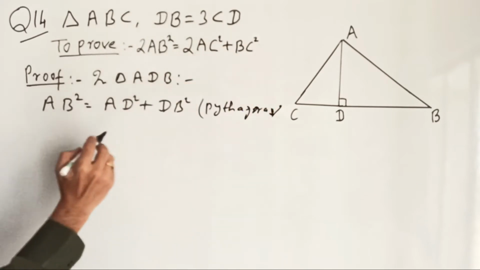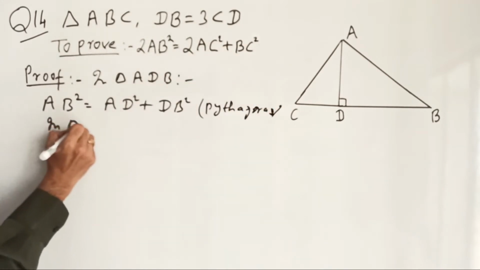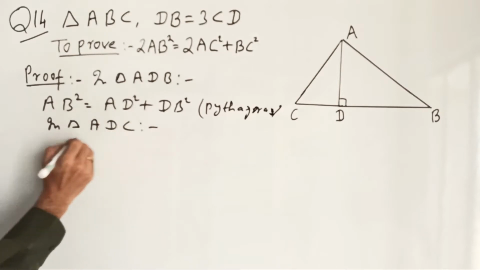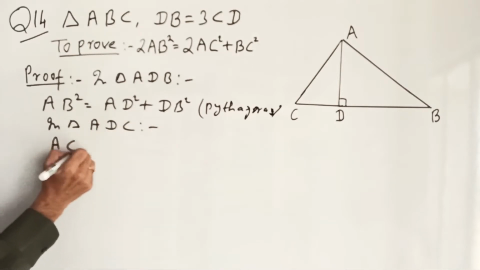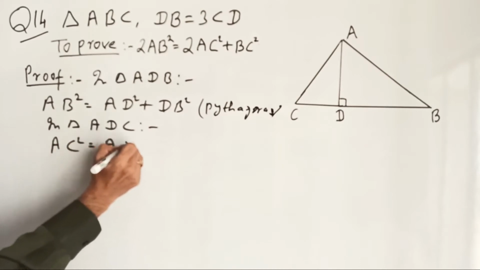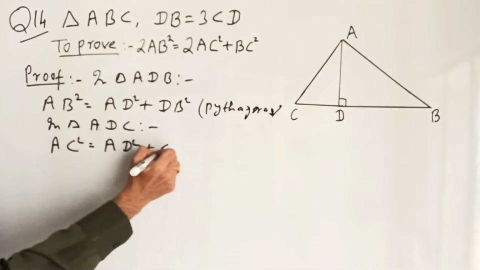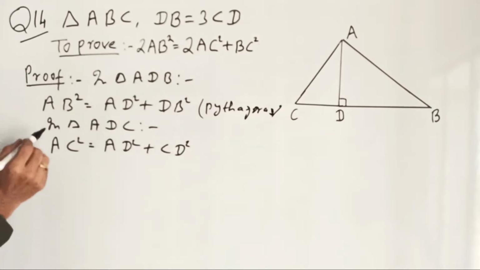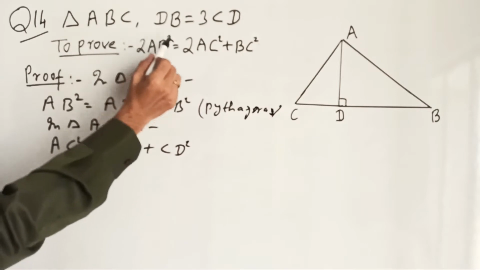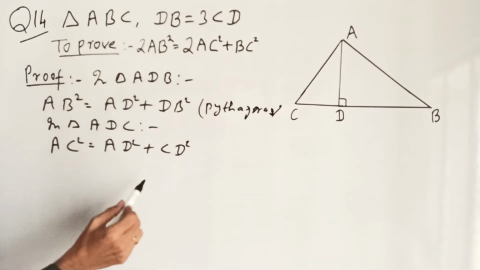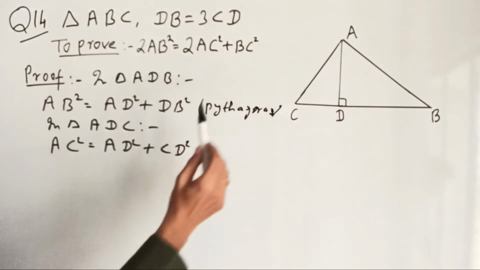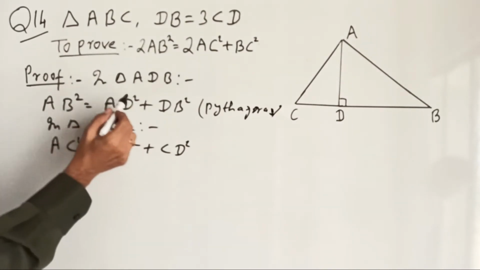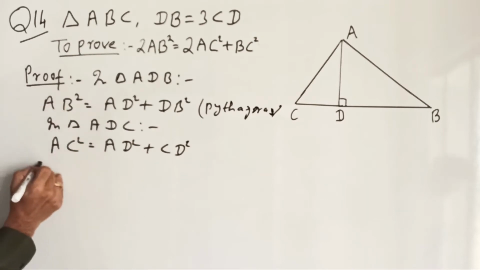Now we need the AC square. So AC square falls in triangle ADC. So in ADC, AC square is equal to AD square plus CD square. Same reason, Pythagoras. Now listen student, we need here AB square, AC square, and we also need BC, but BC we cannot take by Pythagoras. So first of all, let us remove the AD square because we don't need the AD square.